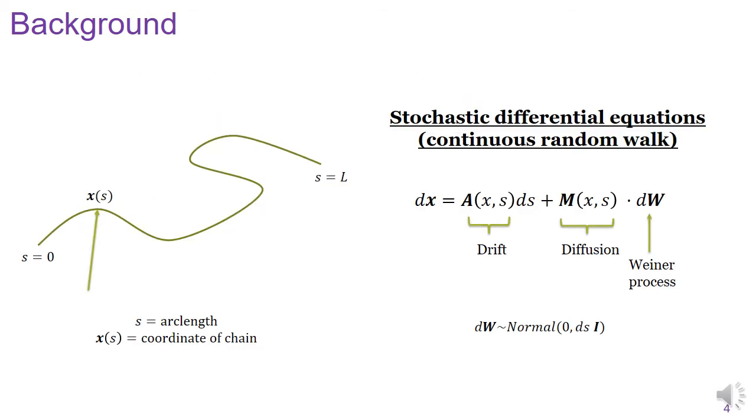Mathematically, we're using stochastic differential equations to study the polymer chain. What it does, essentially, is grow the polymer from an initial condition to the end condition, which is characterized by the contour length S. For this particular stochastic process, there are two terms. The first term is the drift term. The second term is the diffusion term, which quantifies the stochasticity.